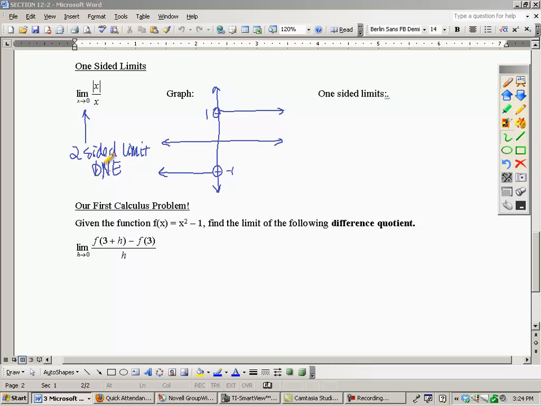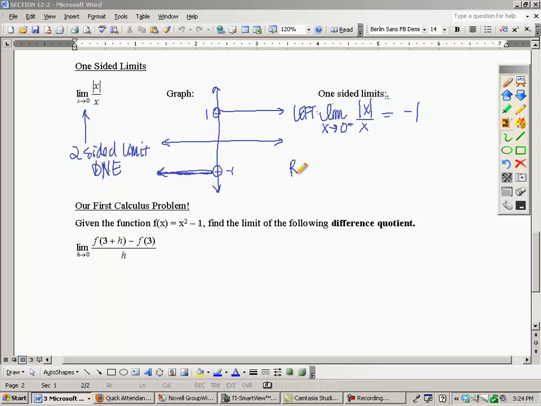Second thing, though, is what happens if it's a one-sided limit. One-sided limits can exist even if a two-sided limit doesn't. The way we write that is we say the limit of our function as x approaches 0 from the left. We use a little negative symbol, and that basically means from the left. Let's look at the left-hand side. I'm starting here. As I go to the left, what y value am I at? Well, my y value is at -1.